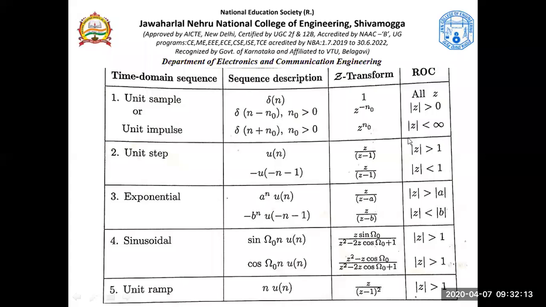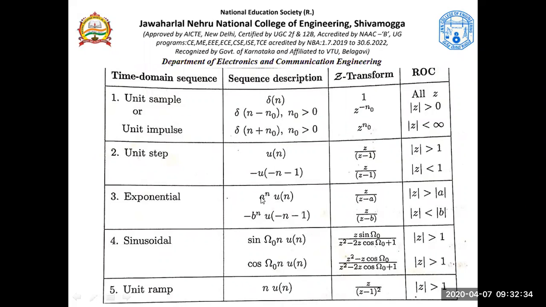Why is it outside here? It is outside here because it is right-sided, the positive side. It is inside the circle because it is left-sided. Okay, so that you need to remember. Outside the circle means it is right-sided. Inside the circle means it is left-sided.